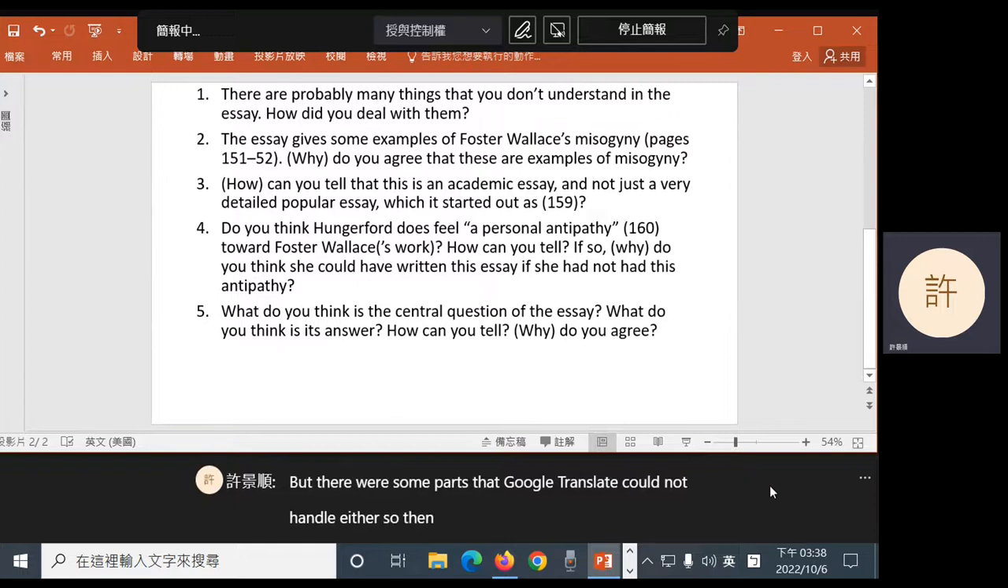So then they had to go to a dictionary. But a dictionary gives many meanings for the same word, and they did not understand enough about the essay to choose a good meaning.